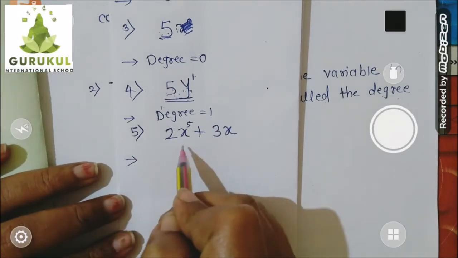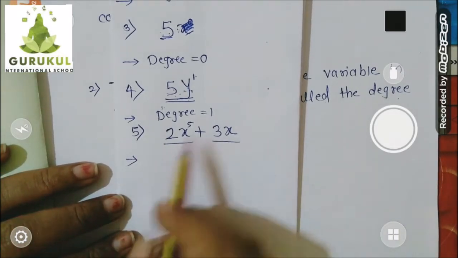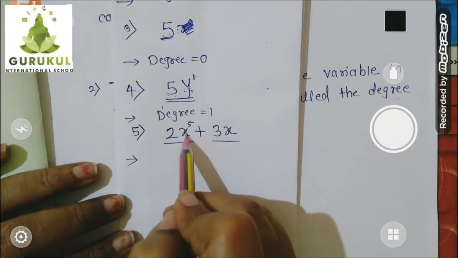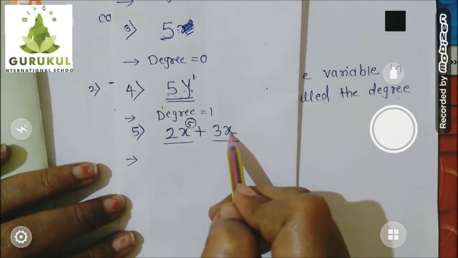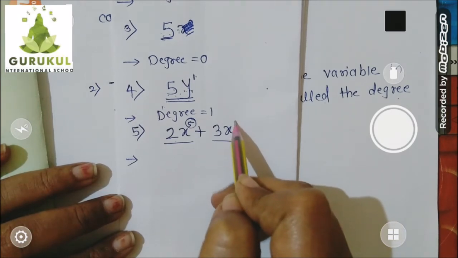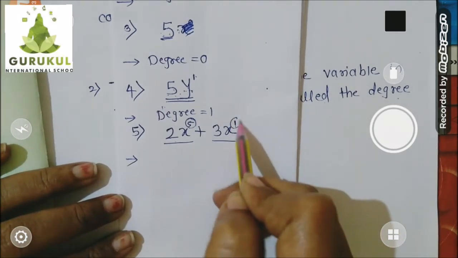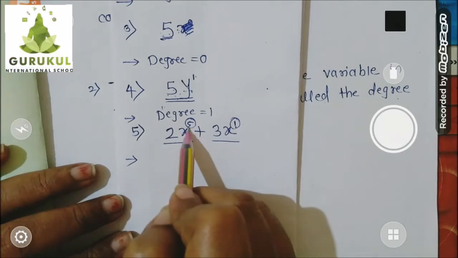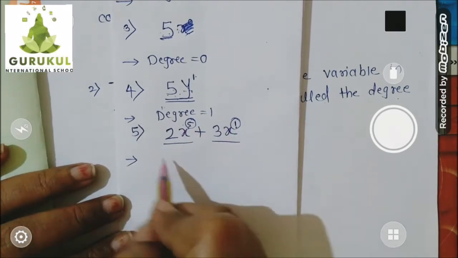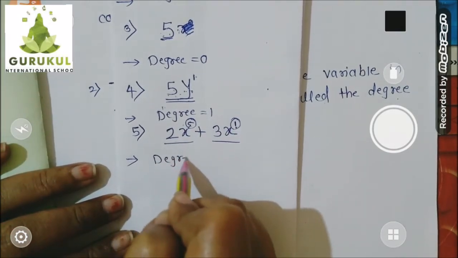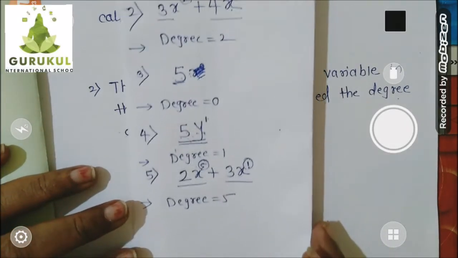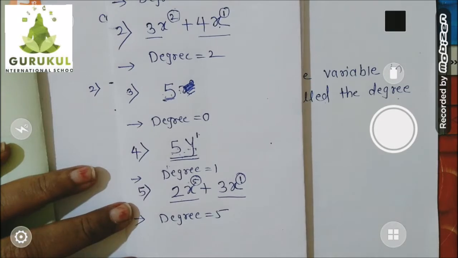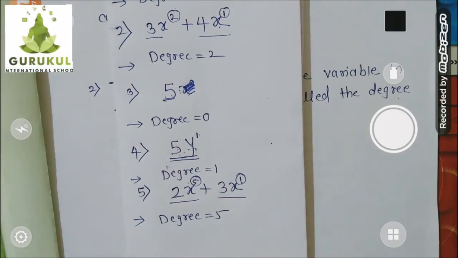Now go for the fifth question. There are 2 terms. Let's compare their indices. Here x raised to 5, so 5 is the index. Here the variable is there but no power is written, so it is considered as 1 and the index is 1. Here the index is 5. Which is the highest index? 5. So degree is 5. Okay, I hope you understood how to identify the degree. Thank you.